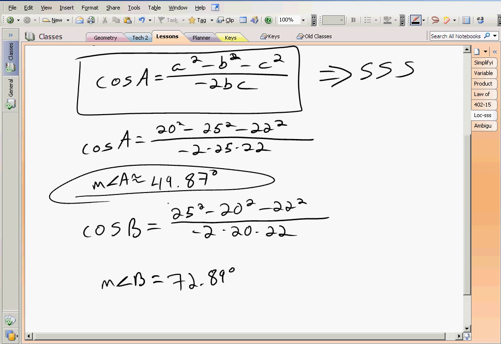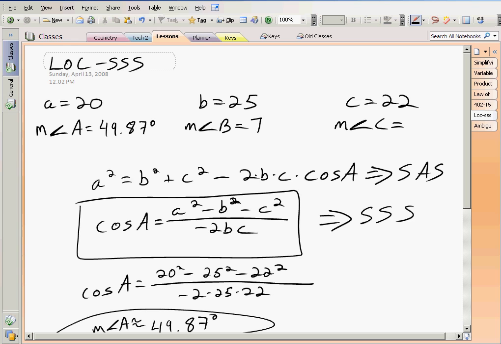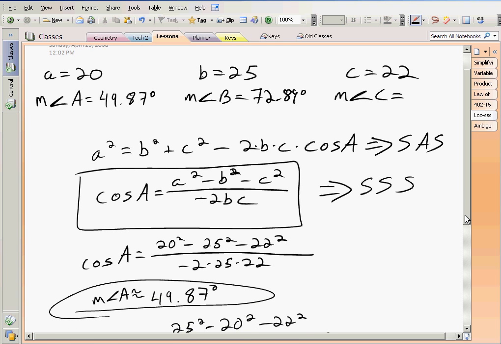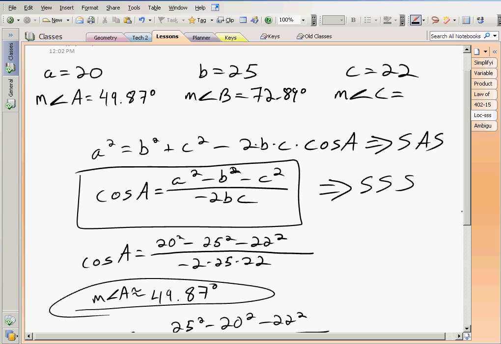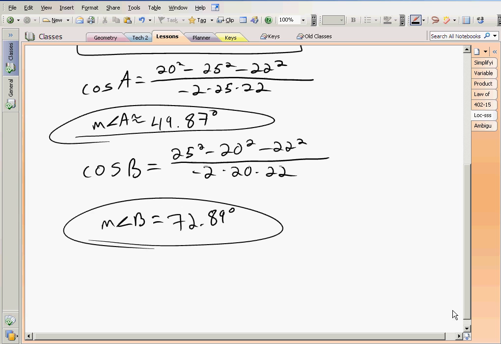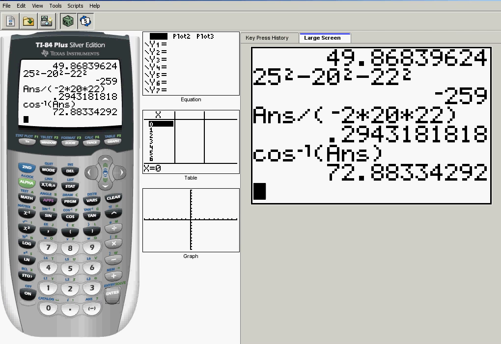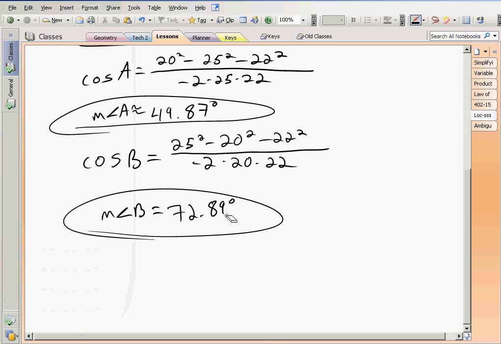So here's angle B, or I'm sorry, that's angle A, and here's angle B. And all that's left to find is angle C. So I could use law of cosines again, or I could add them up and subtract from 180. So I guess I will make sure I rounded right. You know what? I rounded up and I wasn't supposed to. So let me fix that. That should be 72.88.